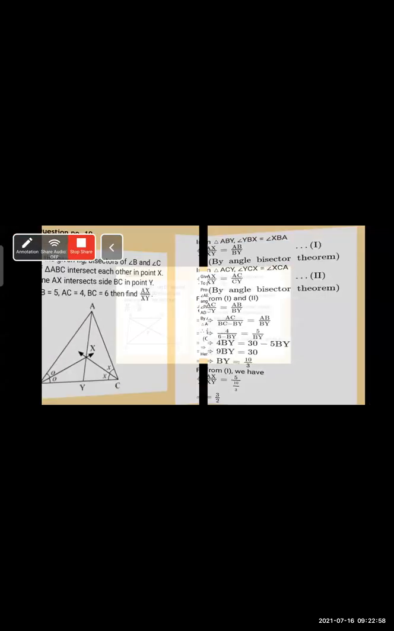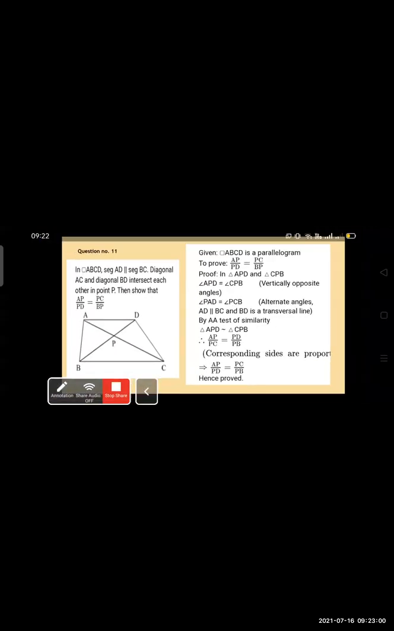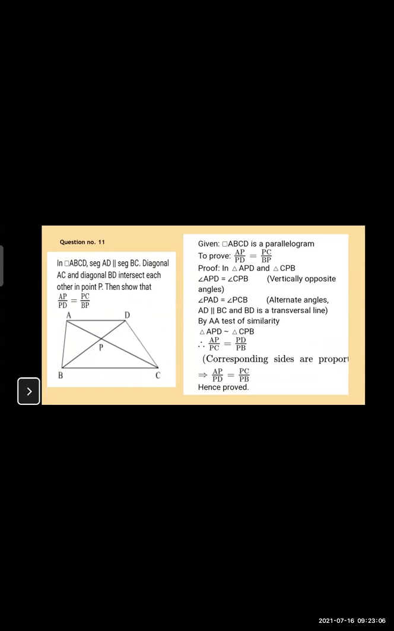Okay, now next question. Question number 11. In quadrilateral ABCD, AD is parallel to BC. Diagonals AC and BD intersect each other at point P. Then show that AP by PD is equal to BC by BP. Okay students, PC by BP. So given is that ABCD is a quadrilateral and two diagonals AC and BD intersect at point P. So here we want to show AP by PD is equal to BC by BP.